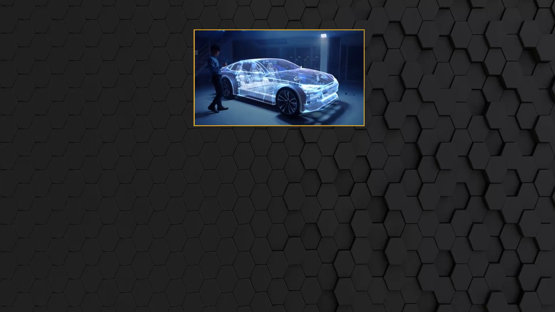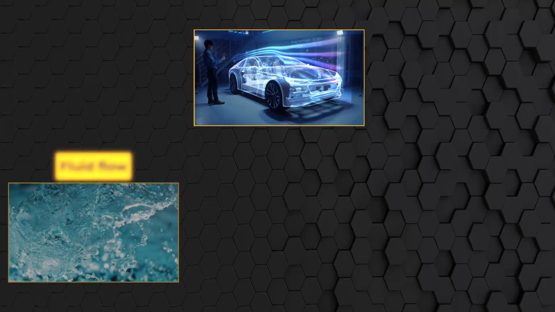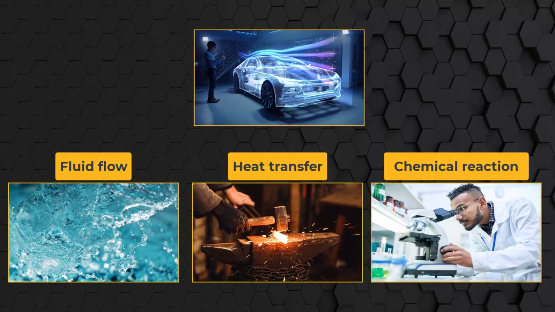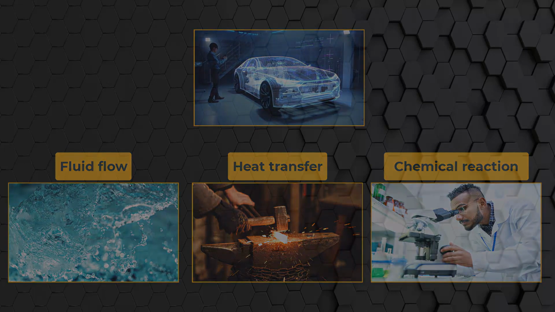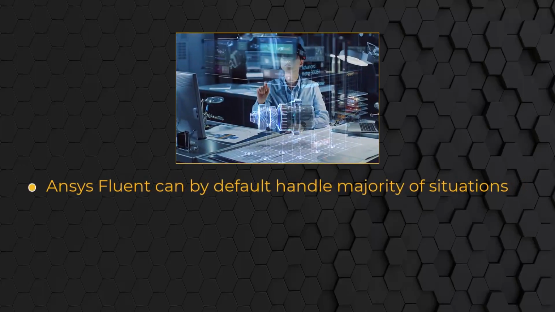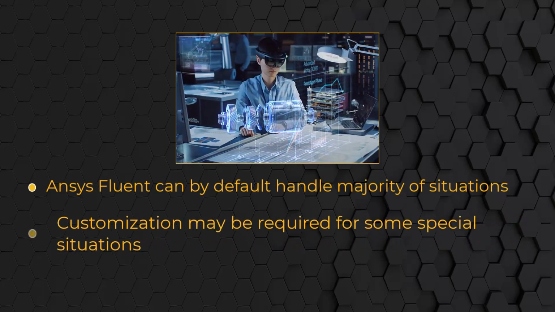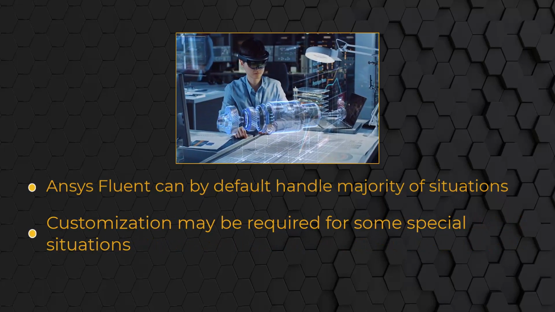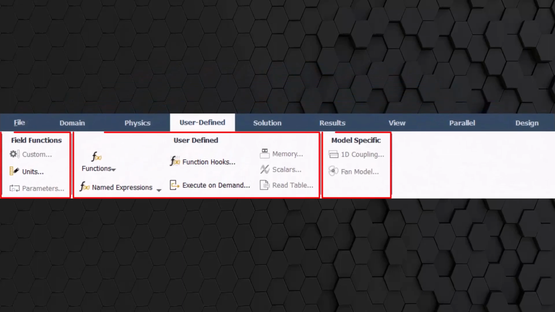Hello and welcome. Ansys Fluent is an industry-leading, state-of-the-art CFD simulation software for modeling fluid flow, heat transfer, chemical reactions, and related phenomena in complex real-world geometries. Ansys Fluent has built-in capabilities to cover a majority of situations, but there may be cases which require further spatial customization. In such a case, the user-defined tab of the Ansys Fluent software can be used, and this is the focus of this course.